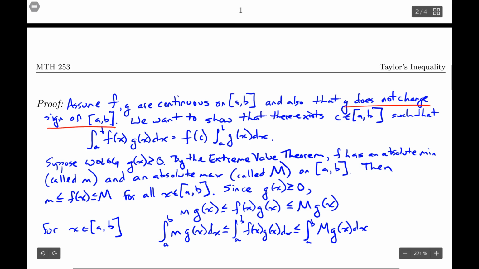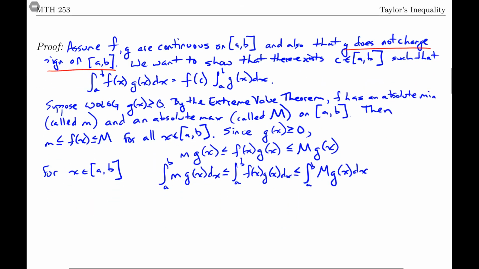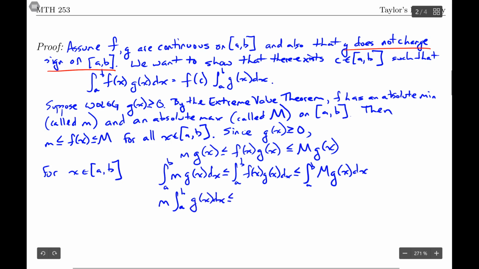This is actually one of them. It's slightly modified, but it should all fit. Now we do have constant multiples in here, so we can actually pull out this little m and get little m times an integral from a to b of g of x dx is less than or equal to an integral from a to b of f of x g of x dx is less than or equal to big M times an integral from a to b of g of x dx.